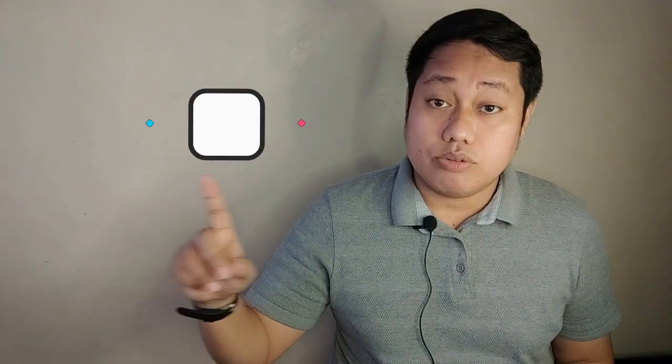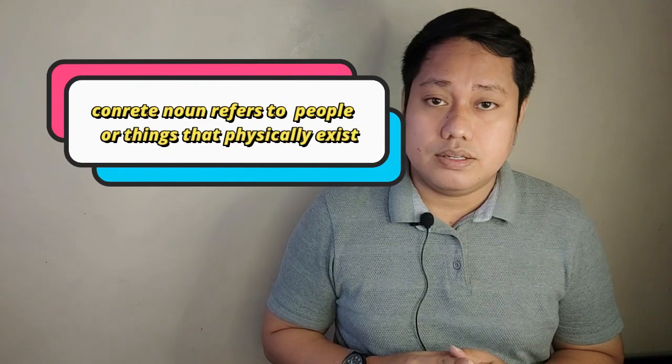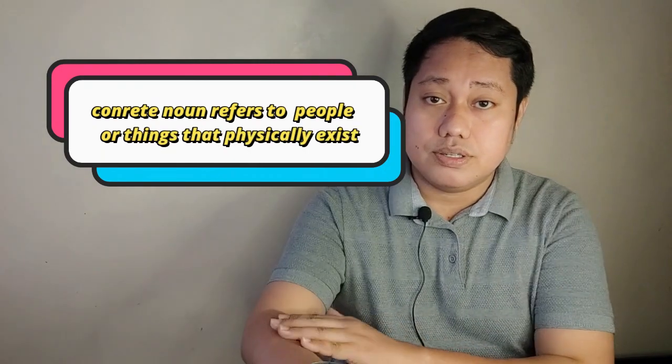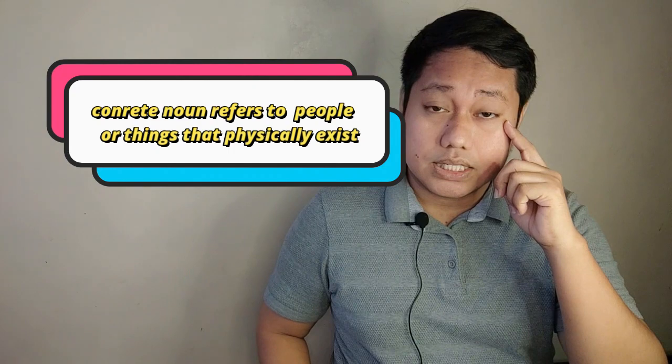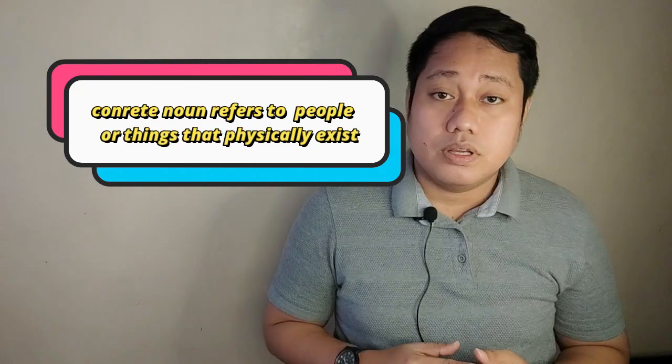So before we discuss concrete and abstract nouns, let's define them first. A concrete noun is a noun that refers to people or things that physically exist. They can also be touched, seen, heard, smelled, or tasted.